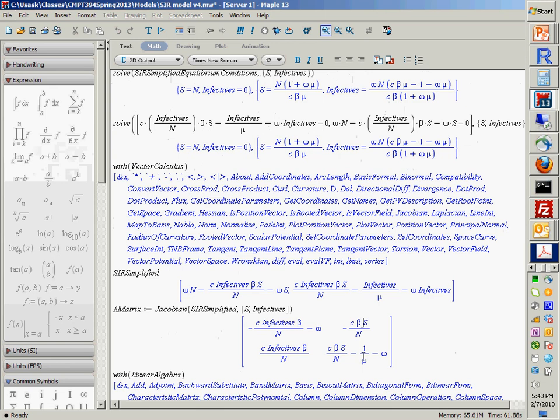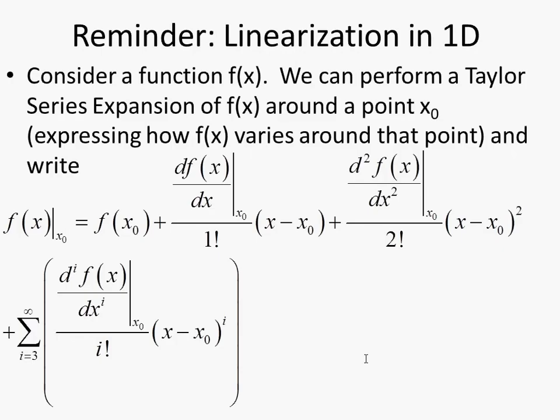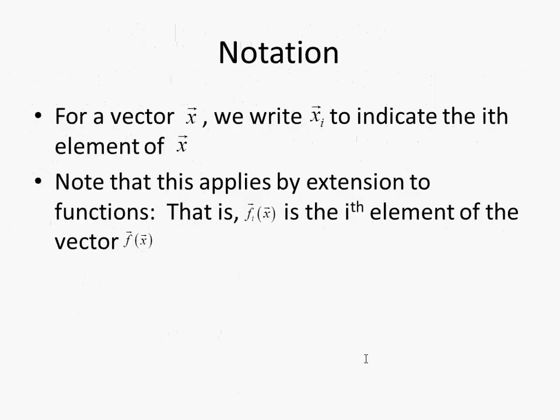The Jacobian is arguably the key element of this lecture. So if you folks haven't thrown me out yet, it's probably a good sign.